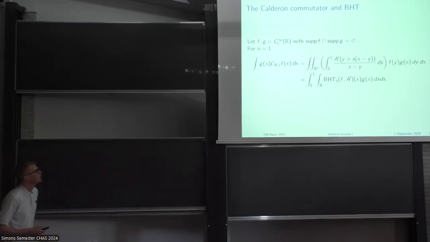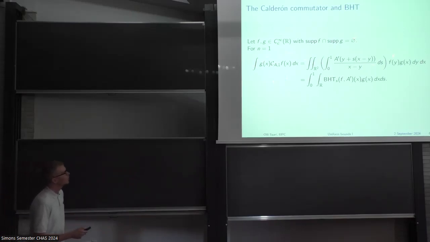Now, when we want to bound the operator, we can look at the duality form. We multiply by the dualizing function, and we would like to bound this form. Inside the Calderón commutator, because this A was a Lipschitz function, it's absolutely continuous, and we can use the fundamental theorem of calculus to write the difference as this.